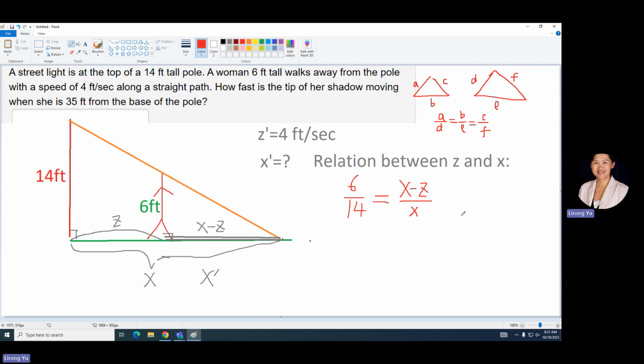We could write one more, but it's not going to be useful. The last one is this hypotenuse to this hypotenuse. They will be the same ratio. They both equal the 6 to 14 ratio. Basically, it is a 6 to 14 ratio between the two triangles for every side. But for now, we only care about the relation between the distances on the ground. We compare the two distances. This is the distance from the tip to this base. This x is from this tip to this base.